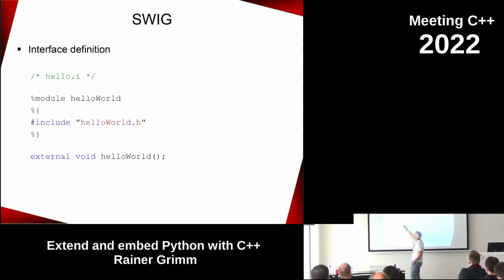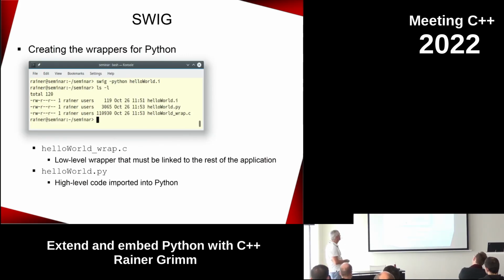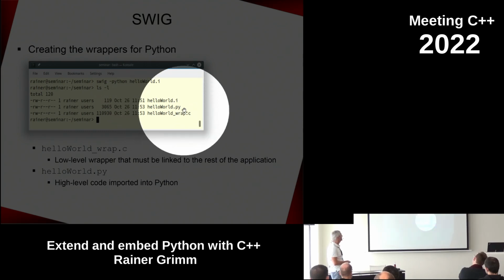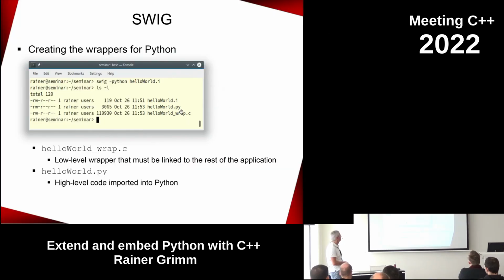This is literally copied into the corresponding created file, and this is what this interface exports. You see, hello world, nothing more. This is a .e file. And what you have to do is extremely simple. You say swig -python hello world.e, and it creates two different files, a .py and a .rep.c file.